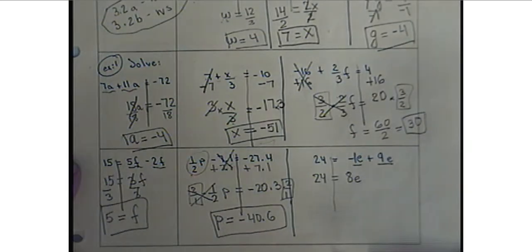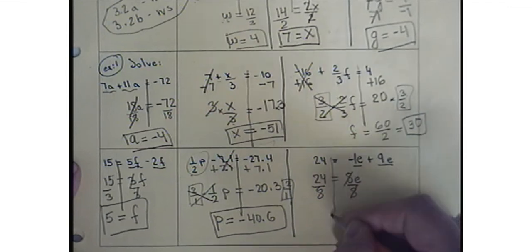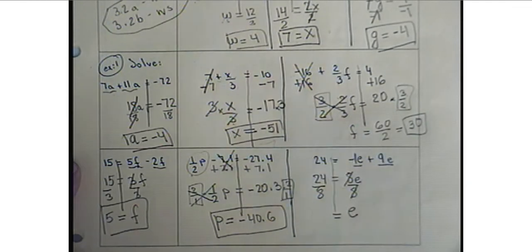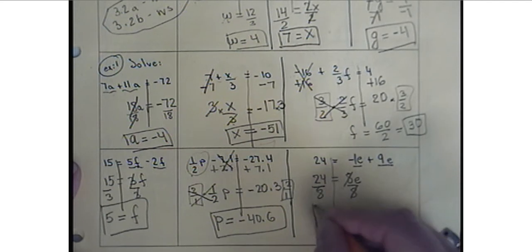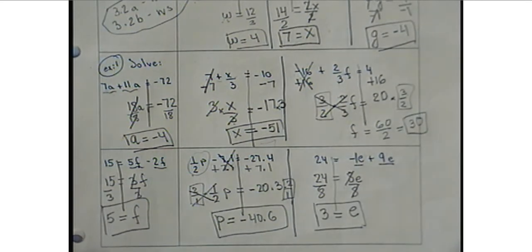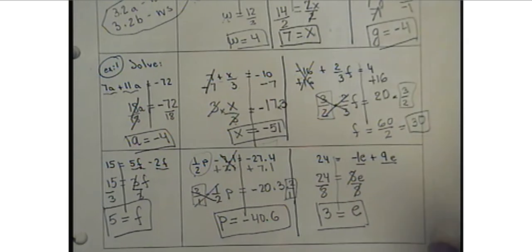Last step will be to divide by 8 both sides. 8 and 8 cancel here. We have just e left. 24 divided by 8 will be 3. So e is equal to 3, final answer. Very well. So I'm going to move on to the next example.